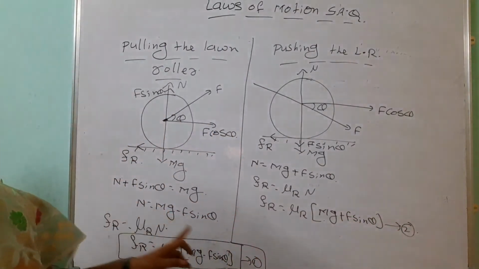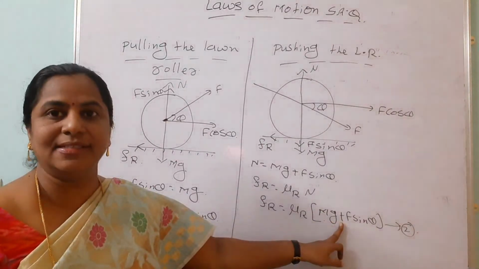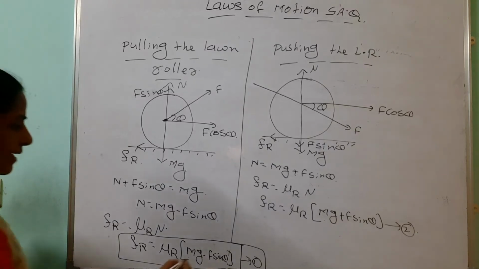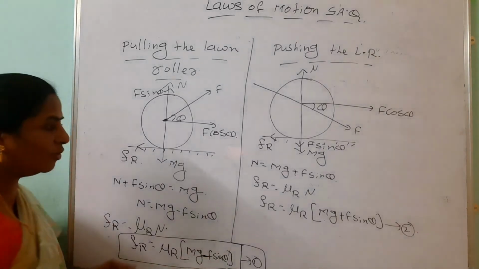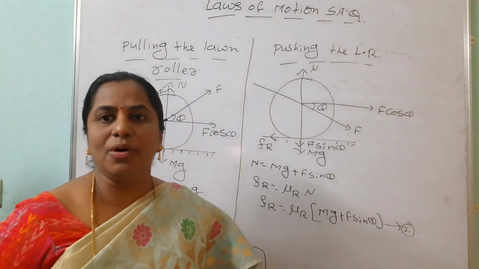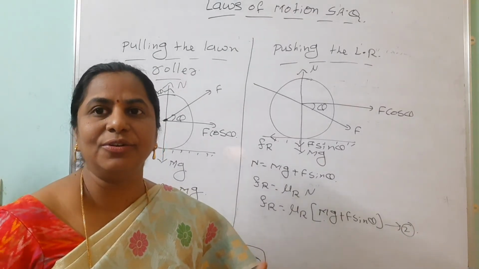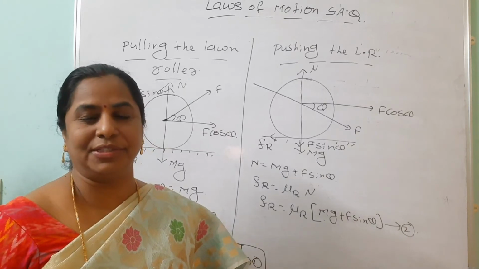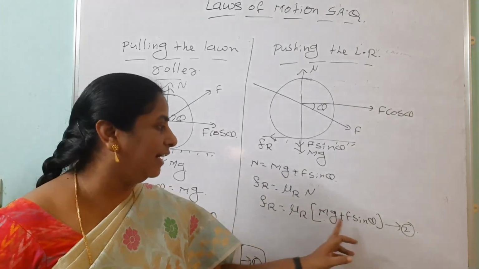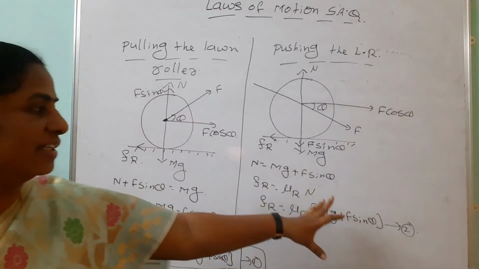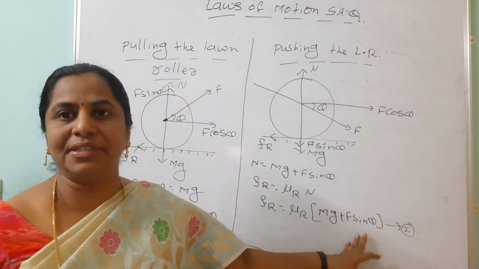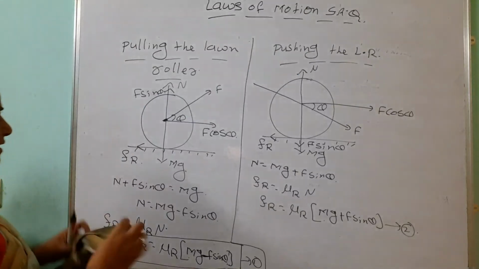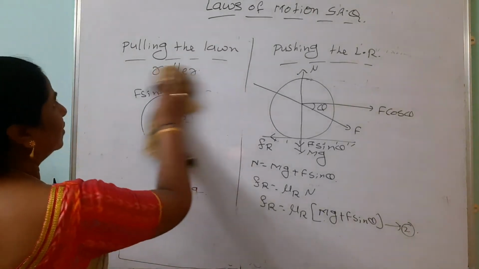Which friction is more? Pushing, here plus is there. Pulling, here minus is there. So which friction is more? Pushing friction is more. More friction means it is very difficult to move. So that's why we prefer pulling compared with pushing. Only from equations 1 and 2 we can say that the friction is more in the case of pushing compared with pulling. Then our last short answer question is about the rolling friction.